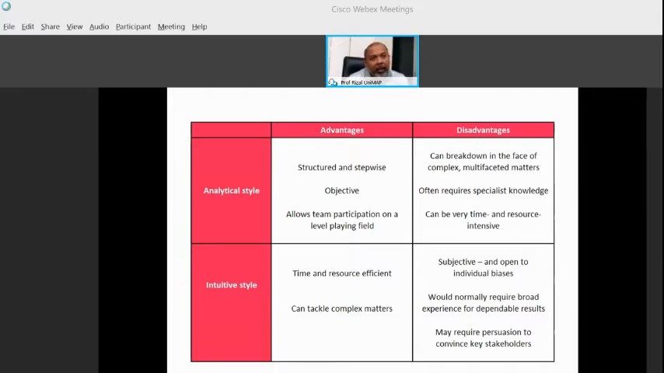It also requires what we call specialist knowledge, and it is time and resource intensive, time consuming. Because if you have a problem, you want to break it down, it takes time, and it takes a lot of resources. But it's what the analytical thinking approach is all about. You want to understand all the contributing parameters.